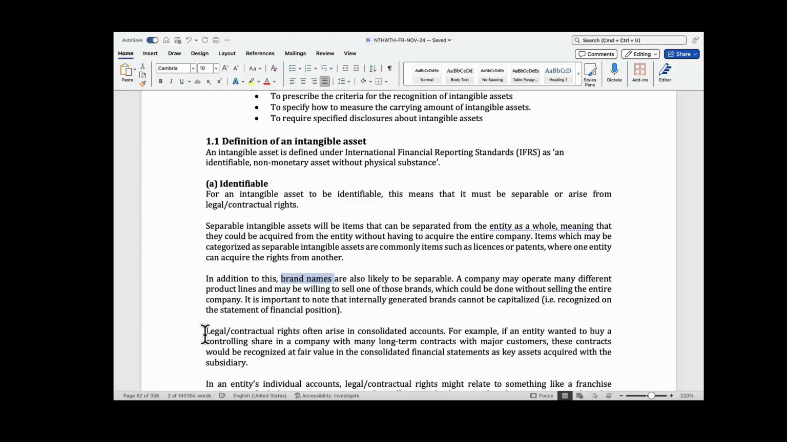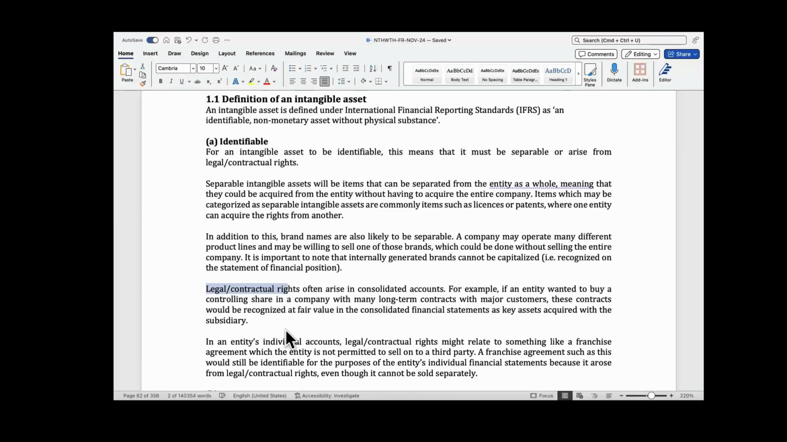Apart from separable, identifiability can also be as a result of legal or contractual rights, as a result of a contract, the existence of a contract. A simple example that I want to start with is a franchise.